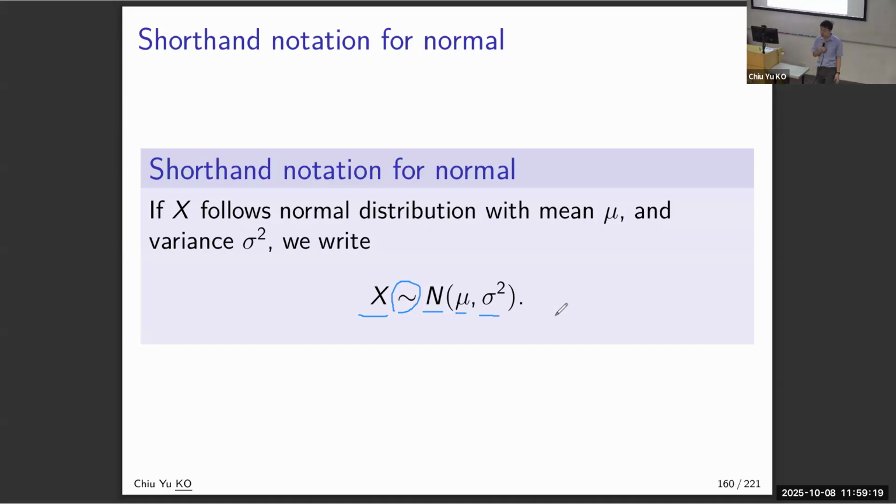So let me read it. X, the snake symbol, is read as follows the distribution of normal, and the bracket will contain some parameters, which in this case normal has 2: mu and sigma squared. There's nothing very deep here, just the notation. I want to do this because it will simplify my life and make things easier.